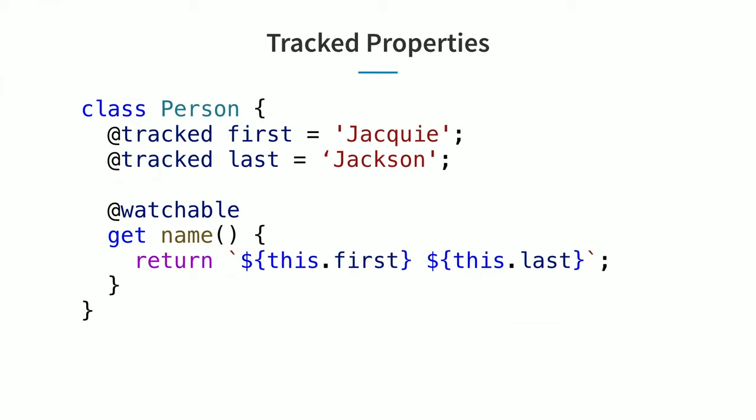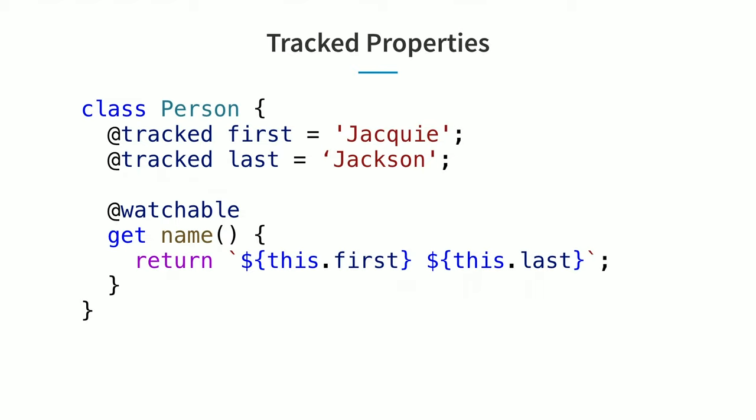Because in the very long term, we expect people to migrate away from computed properties and observers completely, to only using tracked, and then you would never need watchable. But in this case, where we have name, the only reason watchable is used is because we expect someone outside of this person class to depend on name from a computed property or observer. So if you don't have any computed properties or observers in the entire system, you don't need watchable at all.